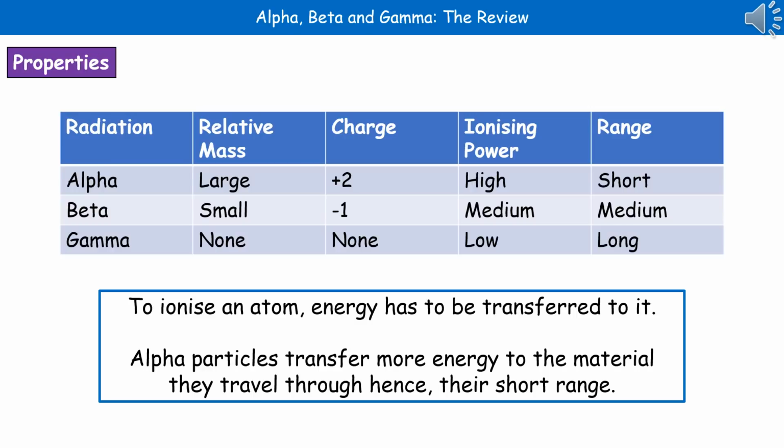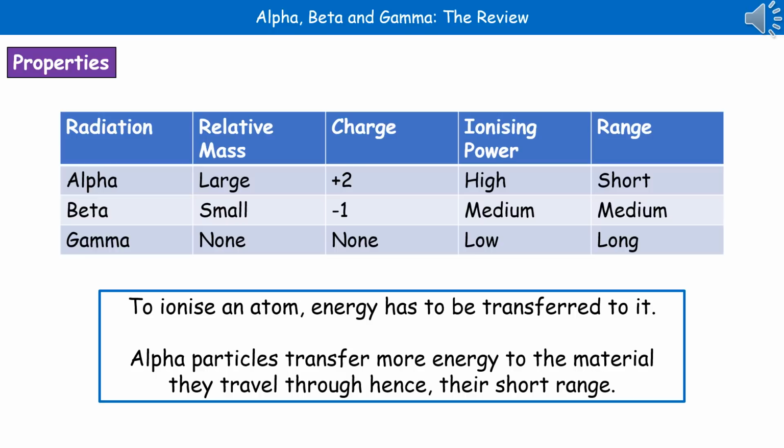To give you a quick summary of our alpha, beta and gamma then, you've got your little table here. So what we've got is the relative mass, the charge, the ionizing power and the range. The alpha particles, for example, have a large mass, a charge of +2, they've got a short range, but a very high ionizing power. As we come to the beta, you can see the ionizing power has dropped to only a medium and the range is medium. And by the time we're at gamma, it's got a low ionizing power, but a long range. So you can just remember those patterns: as you go from alpha down to gamma, the ionizing power decreases, but the range increases.